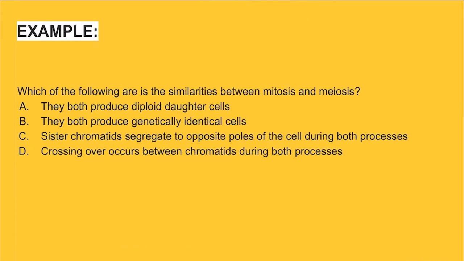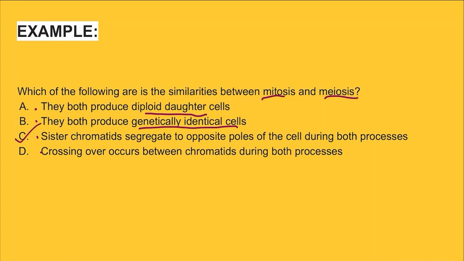Let's go to an example. Which of the following are the similarities between mitosis and meiosis? A. They both produce diploid daughter cells. B. They both produce genetically identical cells. C. Sister chromatids segregate to opposite poles of the cell during both processes. Or D. Crossing over occurs between chromatids during both processes. Think about your answer now. The correct answer will be revealed shortly.